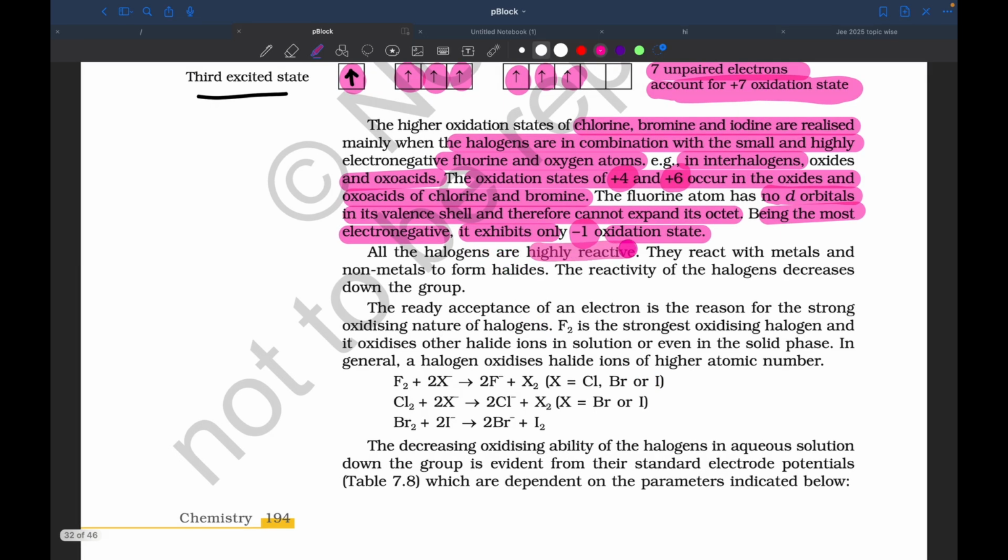Halogens are highly reactive. They react with metals and non-metals to form halides. The reactivity of halogens decreases down the group, right? So there the reactions are also given. So these reactions also we need to check here, how these reactions happen.